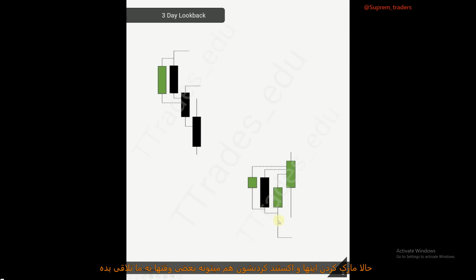And marking these out and extending them can also add some confluences. For example here, when we deviate below this previous day low, come back into the range, we retest this previous day low before continuing higher. And if you've watched my box setup video, you know what that looks like. So let's hop into some examples.